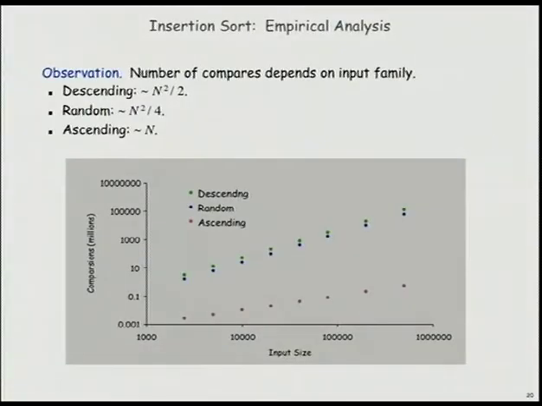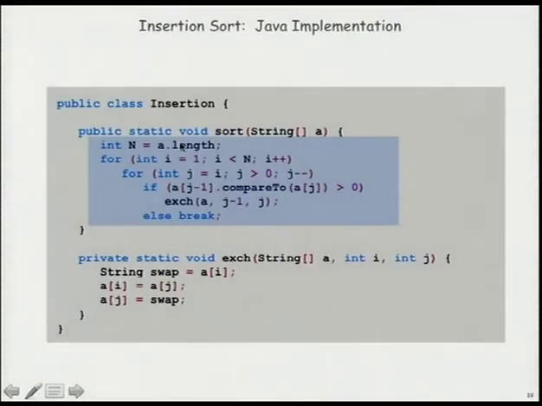So here I have just a plot of a graph of the running time, the number of comparisons in millions, against the input size. Now let's do the easier one, the ascending case. In other words, the elements are already sorted. In this case, if you look at this loop, it will run once and just check the previous one.